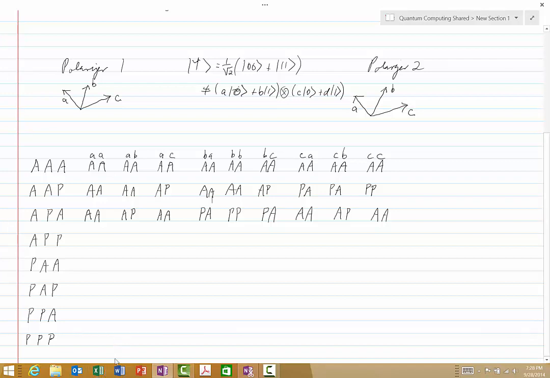Okay, so now for the next one, A, P, that's for the first photon. And for the second photon, A, P, A, P, P.